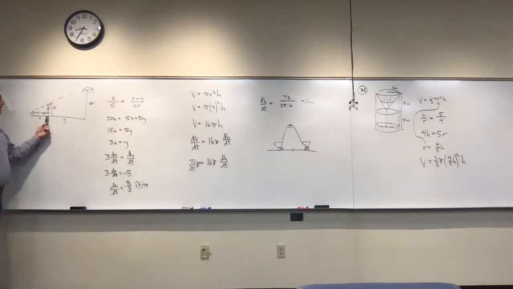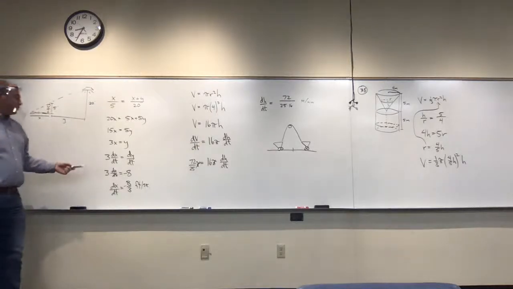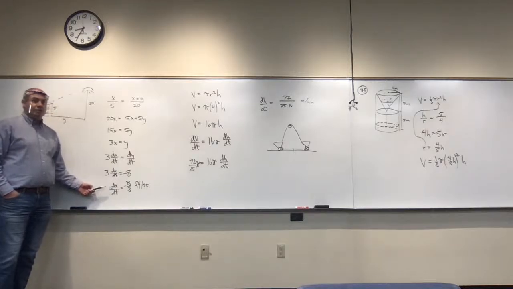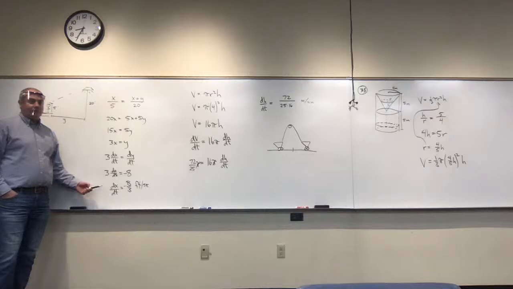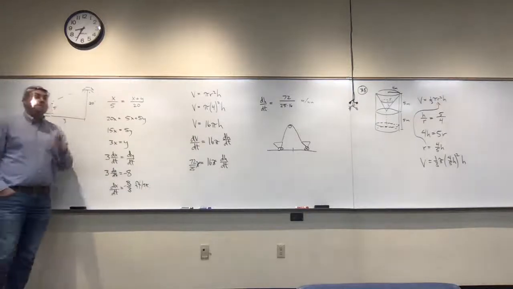So if you changed it and it was like, well, what if it's not at 15? What if it's at 10? Well, that means that this rate of change is constant as she walks. So it doesn't matter where she is. That's going to be the rate of change of the shadow. Does that make sense? Yeah. So it just doesn't matter where she is.